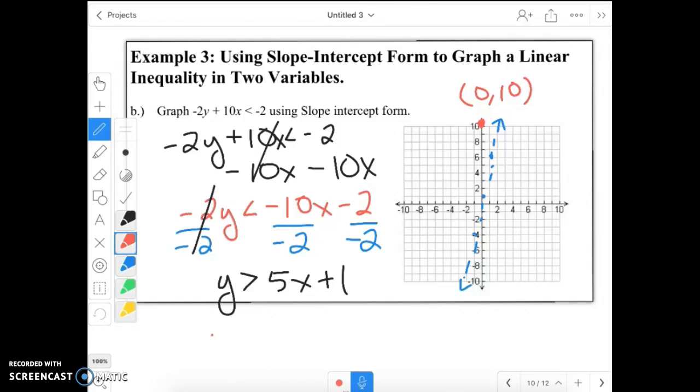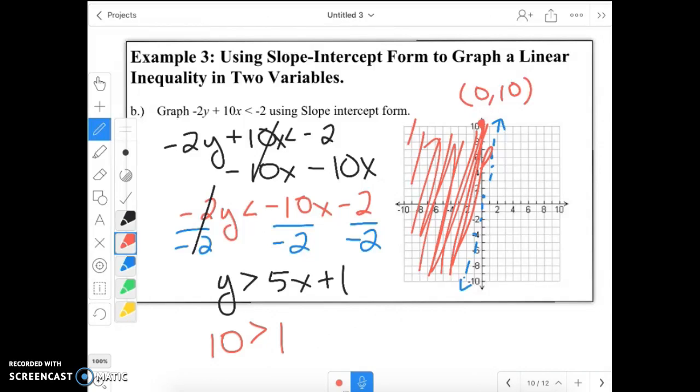So I have 10 as my y value is greater than 5 times 0, which is 0, plus 1. All right, so I can tell on this graph that my point is on the left side of my line. So that means everything on this side, except for the line because it's dotted, is an answer.